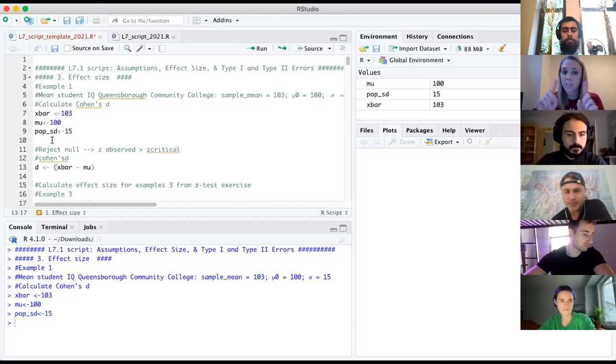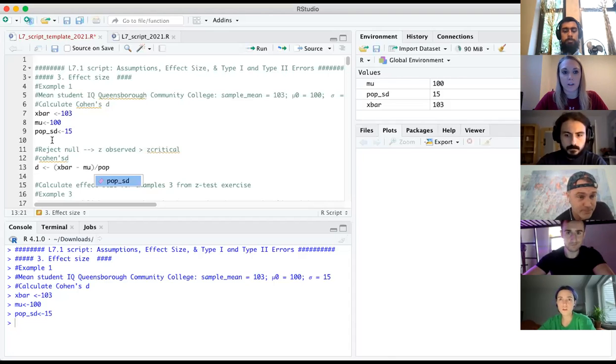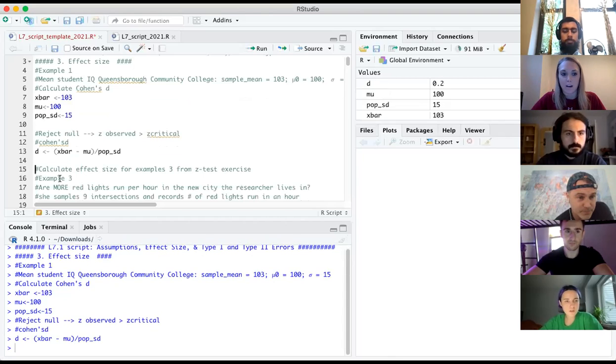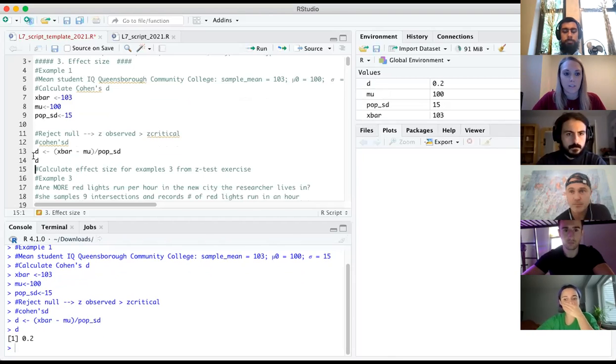So we're getting the difference between the two means, and then we are converting it into standard deviation units to see how far apart in standard deviation units these are from each other. Here we can see it's 0.2. Does that make sense? Very straightforward.